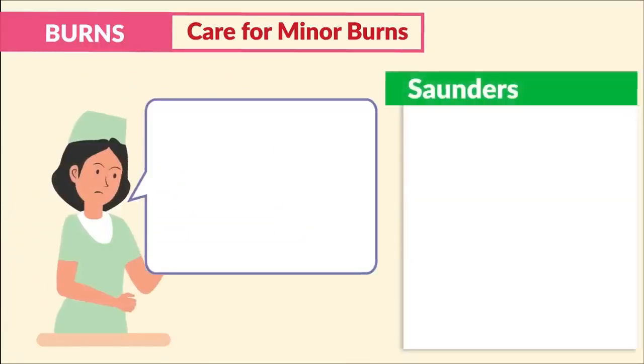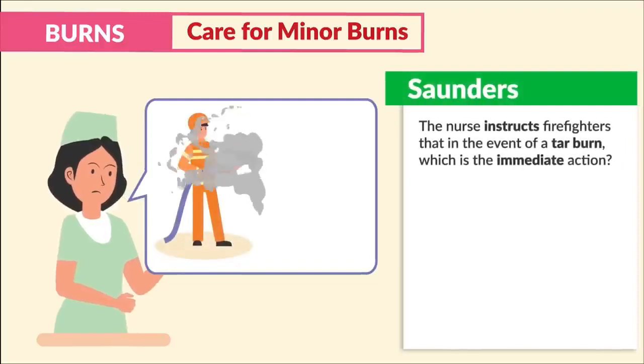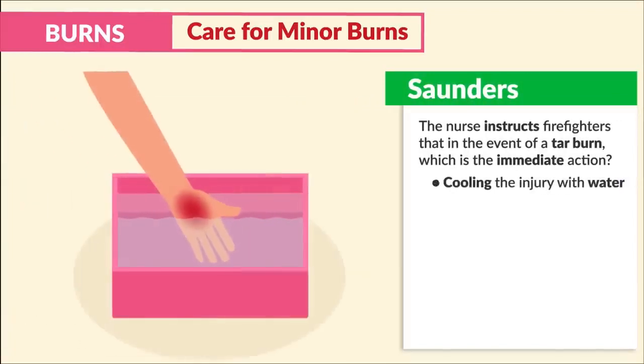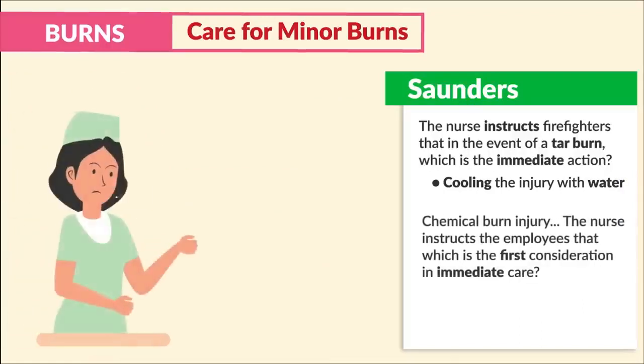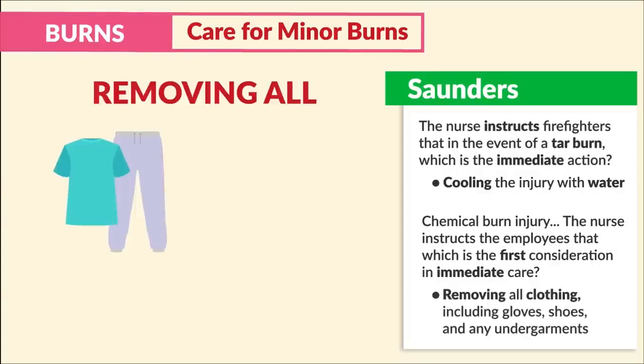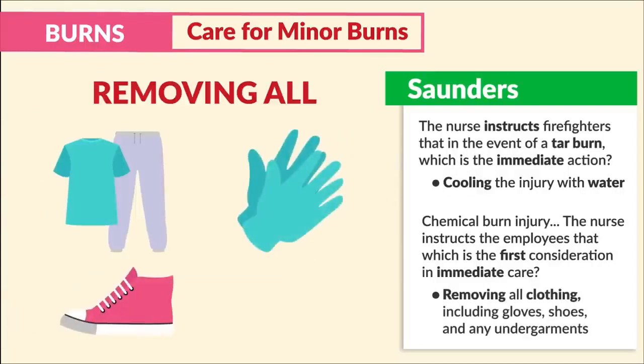Now, Saunders mentions, the nurse instructs firefighters that in the event of a tar burn, which is the immediate action? Cooling the injury with water. Yes, that was our first C there. And the second question, for a chemical burn injury, the nurse instructs the employees that which is the first consideration in immediate care: removing all clothing, gloves, and shoes, and any undergarments. Just strip down like you're going skinny dipping.